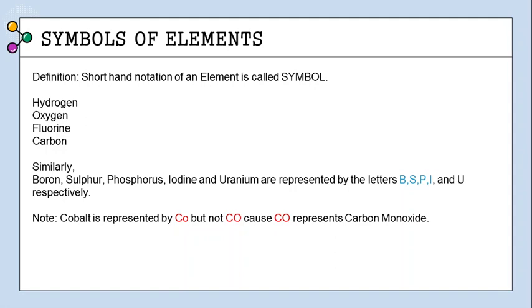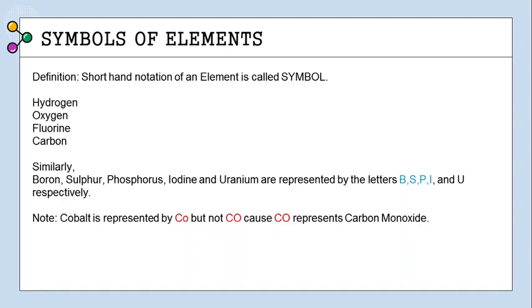But some others have double letters. They're taken from the name, and they're also taken from their Latin names. I'm going to tell you in upcoming slides. Here there's a note. Cobalt is represented as Co, with a capital C and a small o. But C capital and O capital represents carbon monoxide. So don't confuse Co and CO.